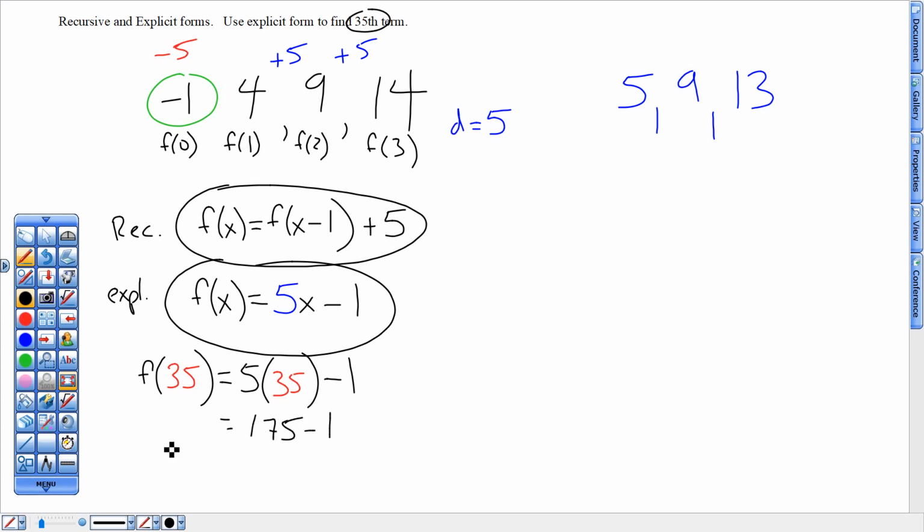And that take away 1 tells me that in this sequence, if I was to keep going to the 35th term, it would be 174. I'm going to have you do the same for this set over here.